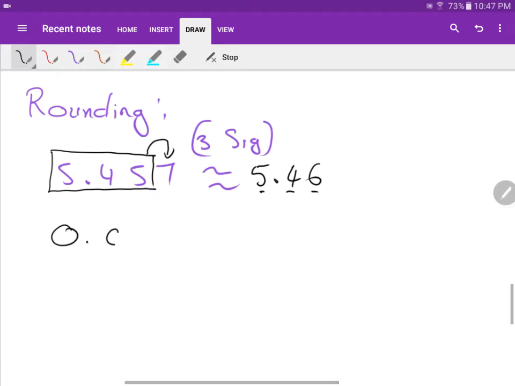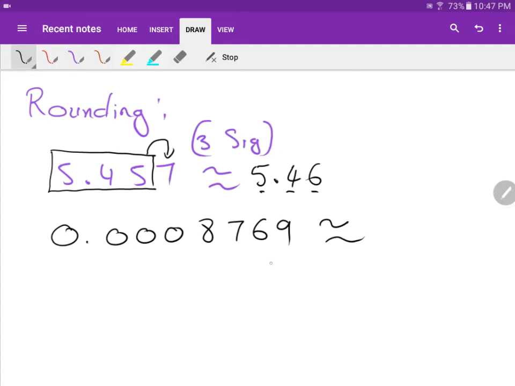Next one. 0.0008769. Now I want 3 significant figures again. At the moment, how many significant figures is this? Not sure, right? It's complicated. Now it's actually 1, 2, 3, 4. Only 4 significant figures, because the zeros in front have no non-zero digit in front of them, so they are not significant. So the only significant figures are 1, 2, 3, 4. Then you want 3 significant figures, so you go 1, 2, 3. You just write up to here.